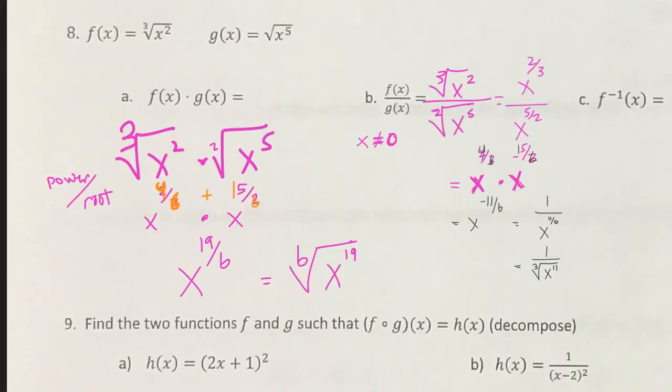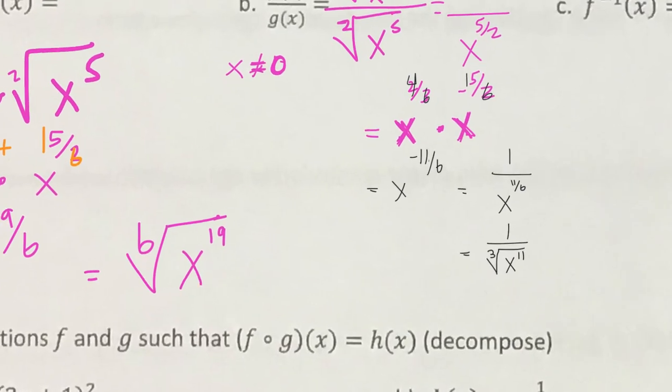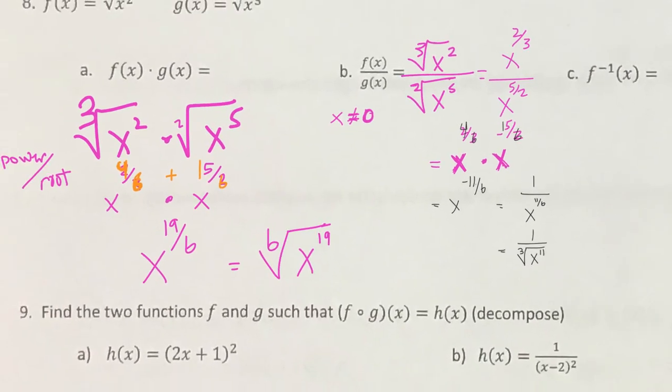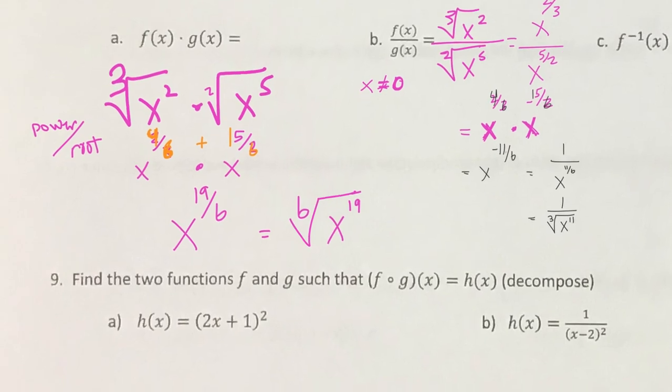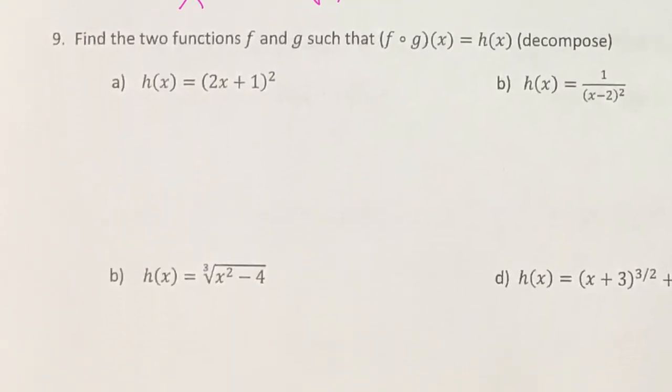So here are the answers to part A and B. The 6th root of x to the 19th and 1 over the 3rd root of x to the 11th. Fantastic exponent fractional stuff. Okay, so 2 more problems.